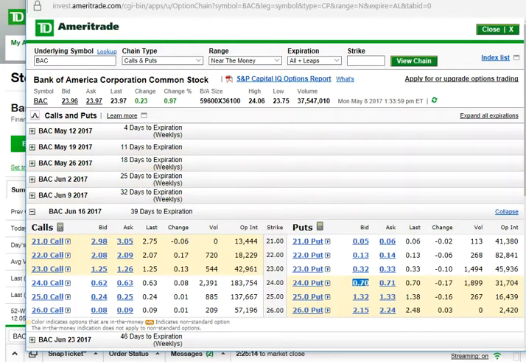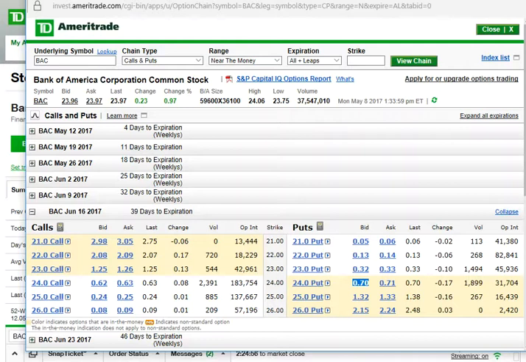Now, if you bought the $24 put option, now you're only risking $70, but Bank of America would have to go all the way down to $23.30 in the next 39 days for you to make money. So those are all the things that you need to weigh out when you choose options.